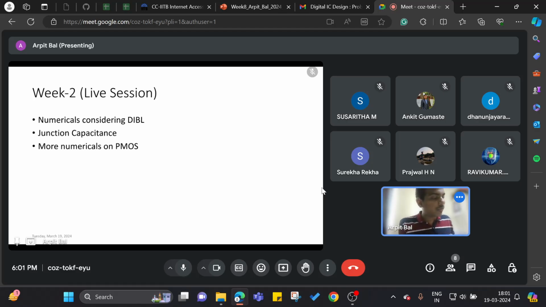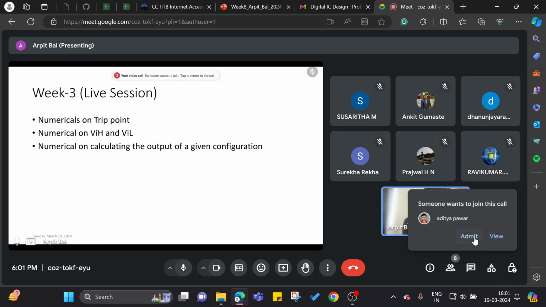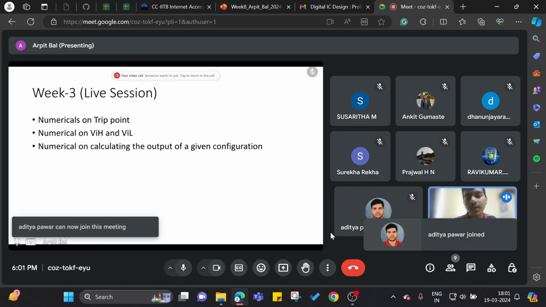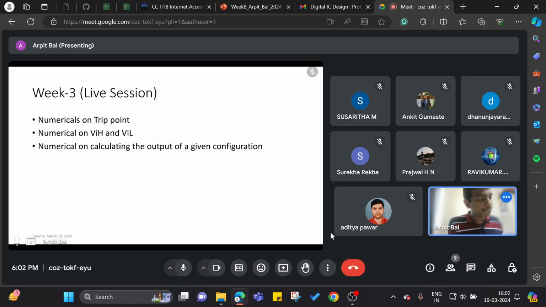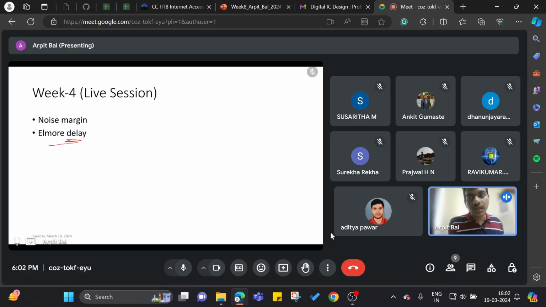That thing we observed in week 2. Then we did some questions related to junction capacitance and a few more numericals related to PMOS. In week 3 we did some questions related to the trip point and VIH and VIL. In today's session we will be revisiting one question related to VIH and VIL again. In week 4 we did questions related to noise margin and Elmore delay. Week 5 was related to power calculation and delay, as well as one question related to process variation.